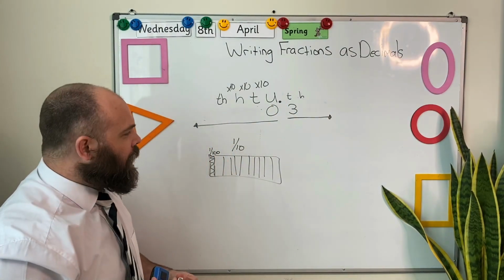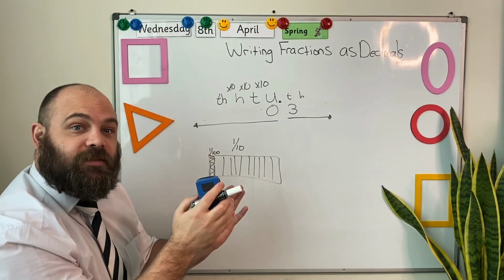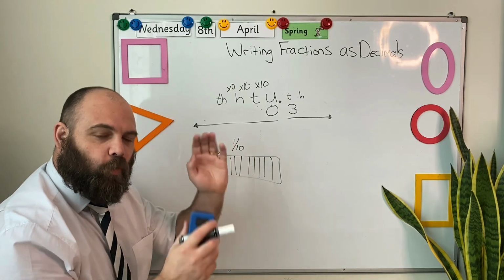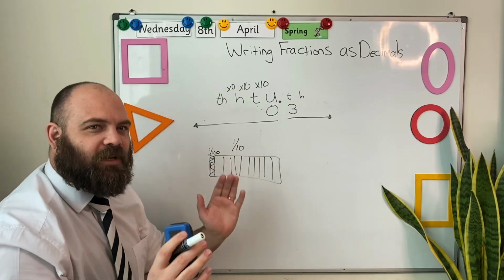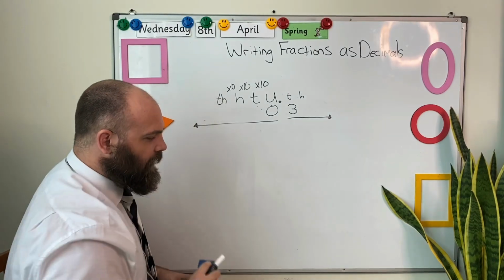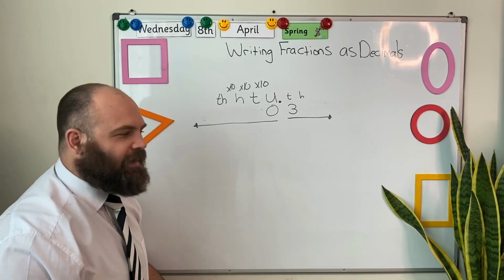Okay? The reason for that is 10 hundredths makes 1/10. Alright, 1/10 split into 10 equally sized pieces is going to give you 10 hundredths. So we practiced a little bit with that yesterday.